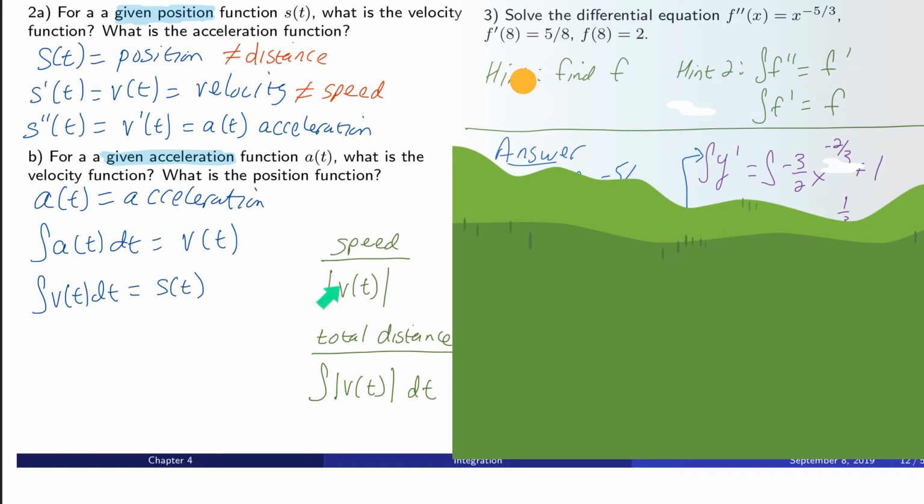Speed is the thing that you look at on your dashboard when you're driving. Whether you drive north, south, east, or west, your speed is always going to be positive. Your velocity may not be positive because you might say north is positive and south is negative. So speed is the absolute value of velocity.